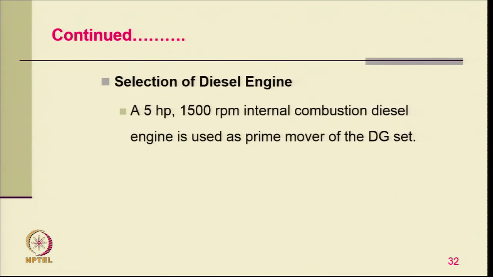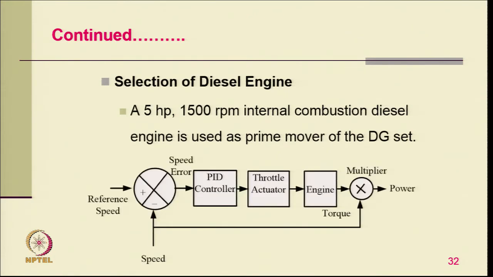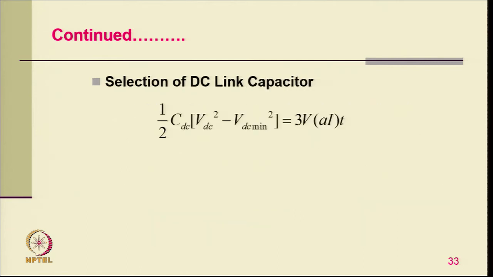So, coming to the diesel engine, an internal combustion engine of 5 HP, 1500 rpm is used as the prime mover of the DG set. To regulate the frequency, you regulate the speed of the DG set, typically from the speed feedback. Then you have a PID controller, then a throttle actuator to the engine, and then typically a multiplier with the torque, and that gives the power. So, that is the way the DG set is modeled.